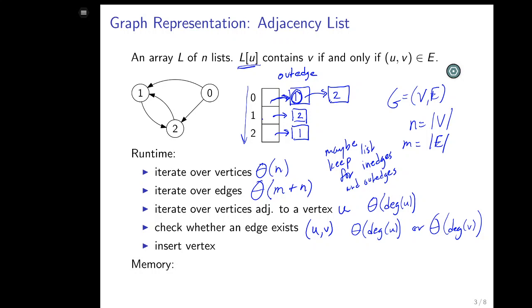Sometimes you can get the minimum of the degree of U and the degree of V, because you can store the actual number of adjacent vertices, the degree, with the vertex. So you can just look in there and it says, vertex U has degree 27. Vertex V has degree 3. Checking for the edge UV, you would go down the one that has degree 3. You get the minimum of those two, if you store the degree in the vertex array.